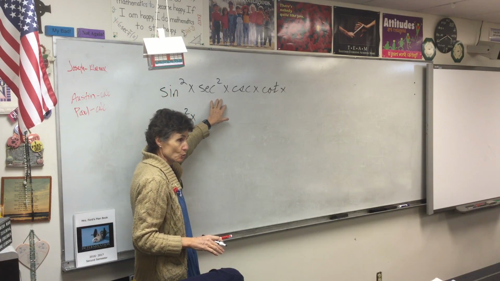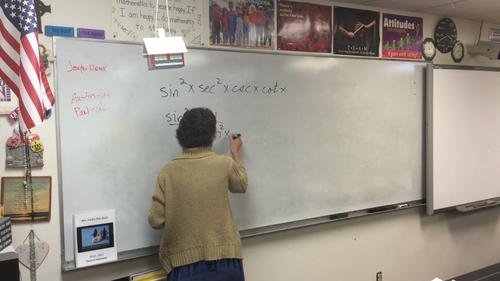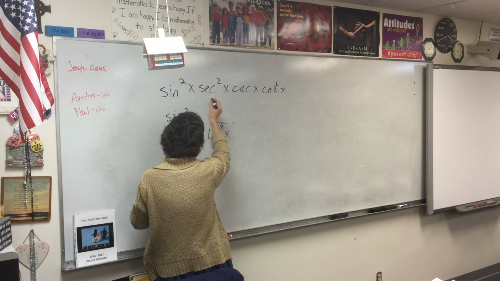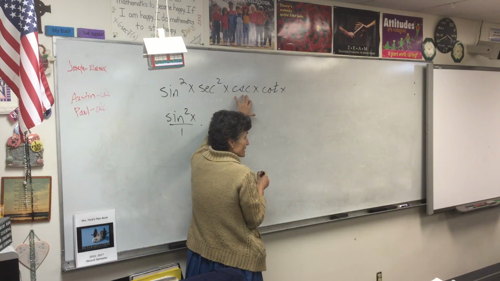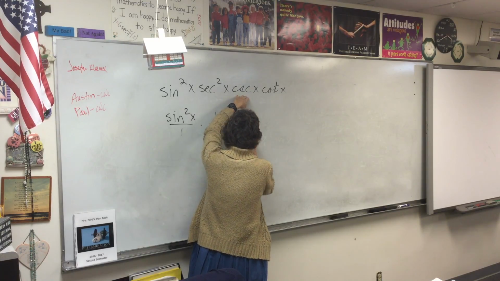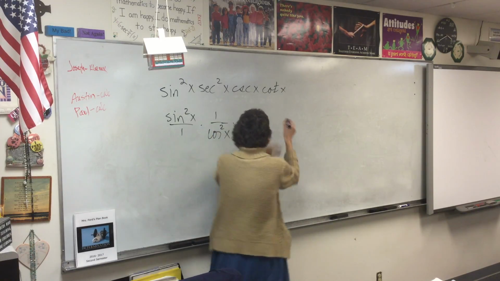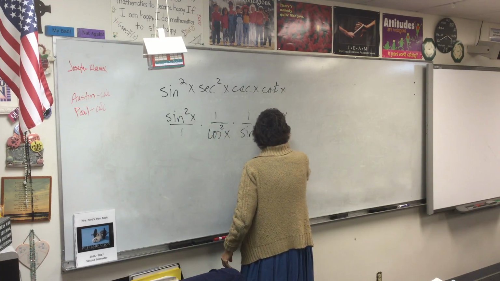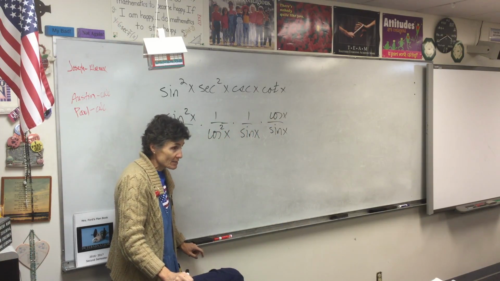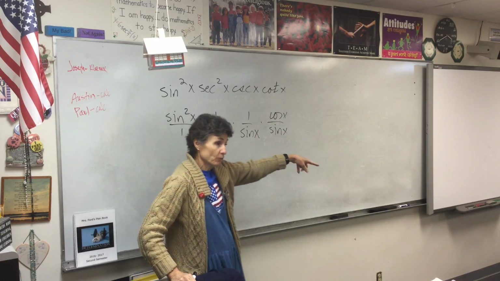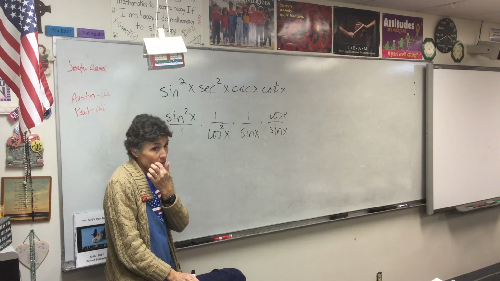However, secant squared is 1 over cosine squared. Now these are all times each other. So I've got 1 over cosine squared. What's cosecant? 1 over sine. What's cotangent? Cosine over sine. Now, if you don't have that stuff memorized yet, not only did you flunk today's quiz, but you're going to flunk Monday's because you got to know this stuff.